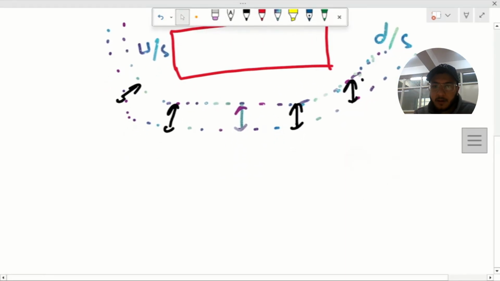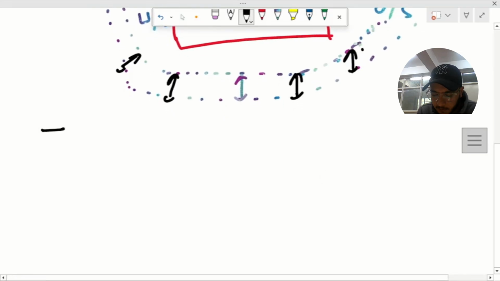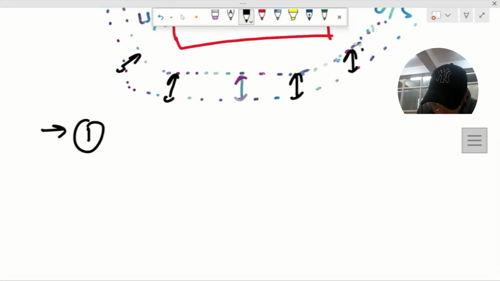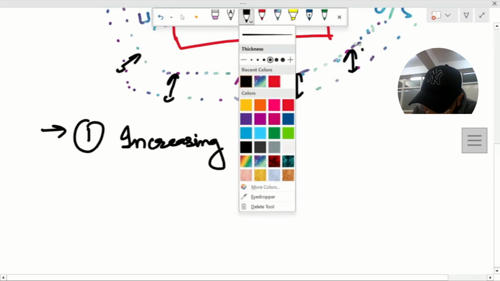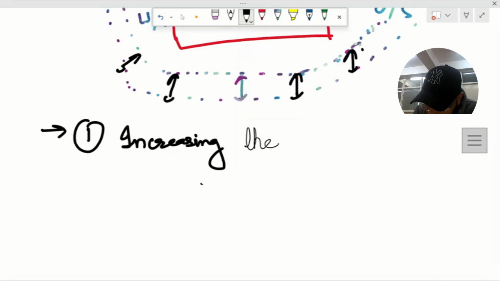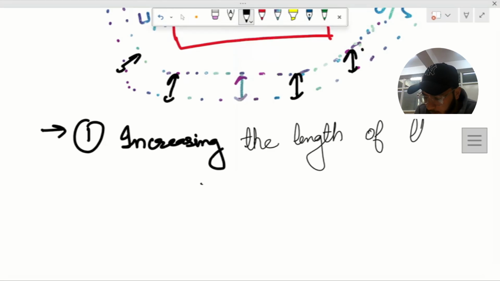Now there are certain remedial measures which will help us to counterbalance this piping failure. The first one is increasing the length of the impervious structure.